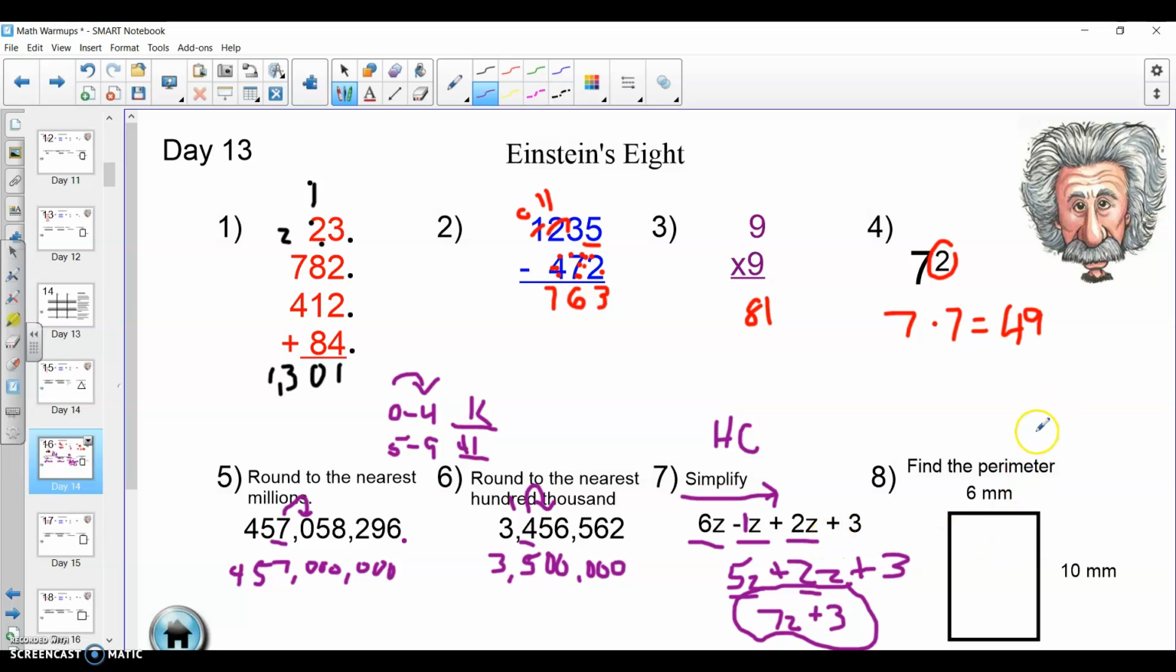And the last one, what's perimeter mean to do? Not multiply. I heard someone say it. Add. So we're going to add 6 plus 10. 16 plus 6. 22 plus 10. 32 millimeters is your answer. Make sure you are labeling correctly. Now you could have done 6 plus 6 and got 12, and 10 plus 10, 20. 20 plus 12 still gives you 32. Any questions there?